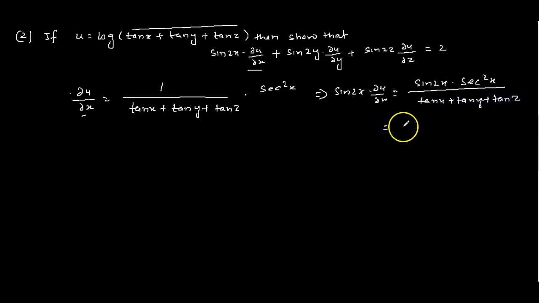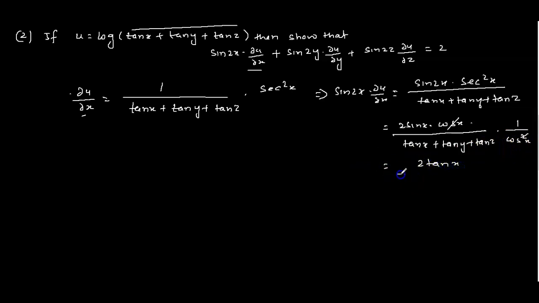This one we can also write: sine 2x is 2 sine of x into cos of x, the compound angle, and secant square is 1 by cos square x. The tan of x plus tan of y plus tan of z stays as it is. With the 1 by cos square of x, one cos gets cancelled, so 2 and sine by cos becomes tan. So you can write 2 tan of x divided by tan of x plus tan of y plus tan of z. So this is sine 2x times del u by del x.